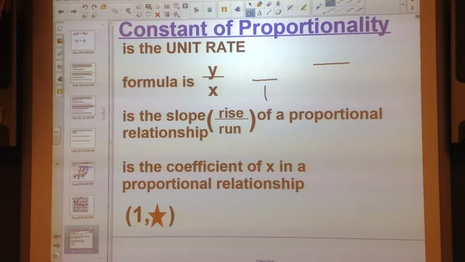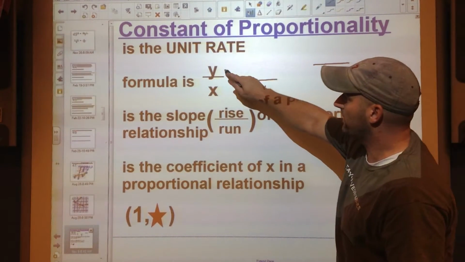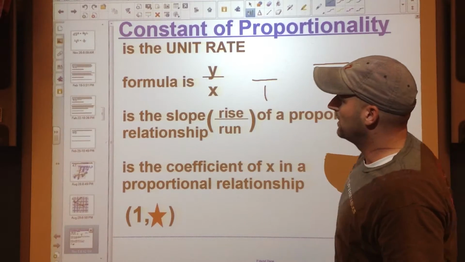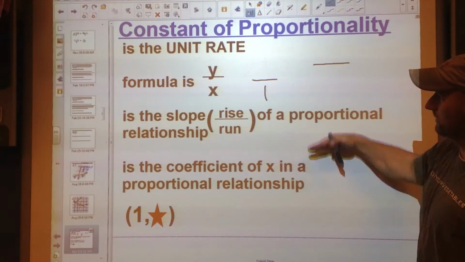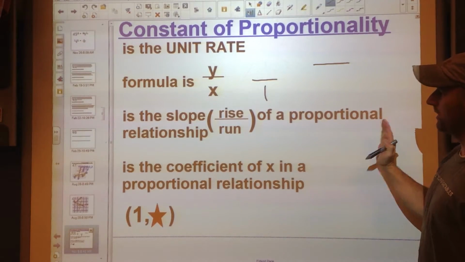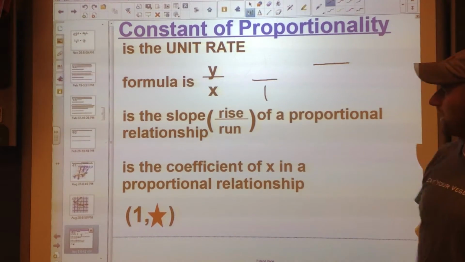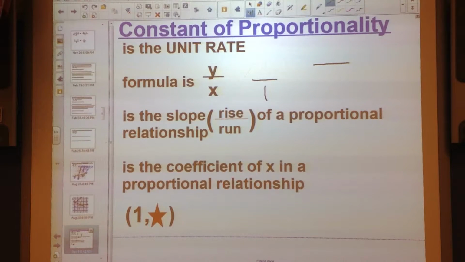And remember, it's y over x. In other words, this is the helicopter, not the airplane. It is the slope, rise over run. Remember, rise, y, over run, x. Difference of y, difference of x, of a proportional relationship. And it is the coefficient of x in a proportional relationship.